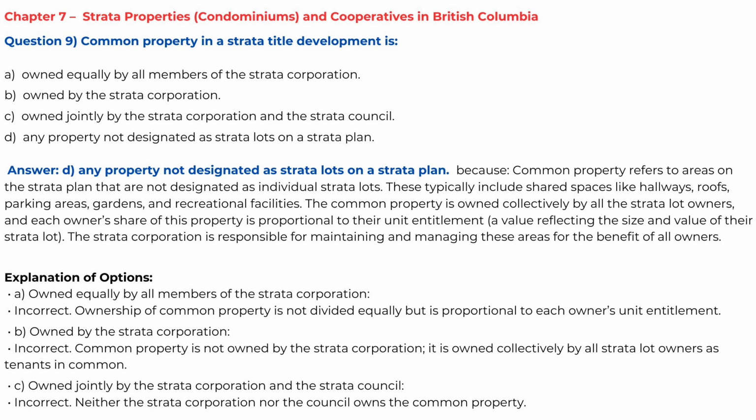Owned equally by all members of the Strata Corporation. Incorrect. Ownership of common property is not divided equally, but is proportional to each owner's unit entitlement. B. Owned by the Strata Corporation. Incorrect. Common property is not owned by the Strata Corporation. It is owned collectively by all strata lot owners as tenants in common.